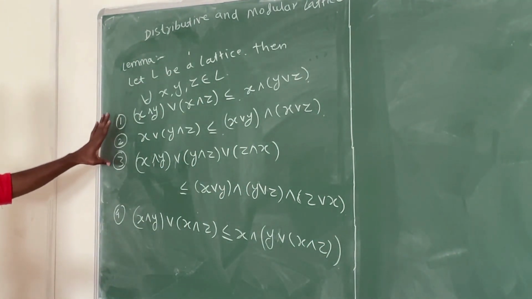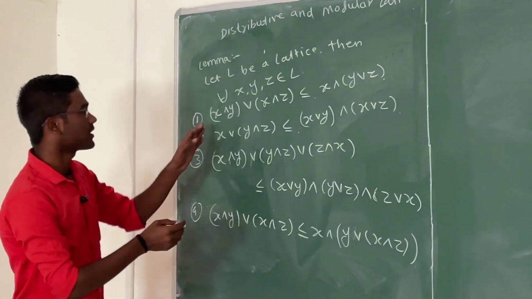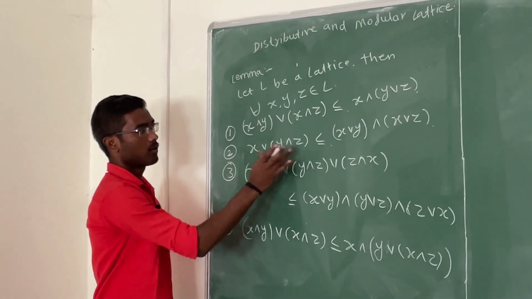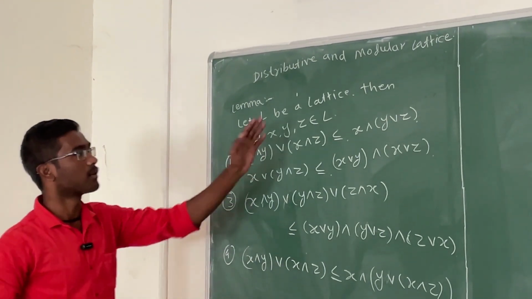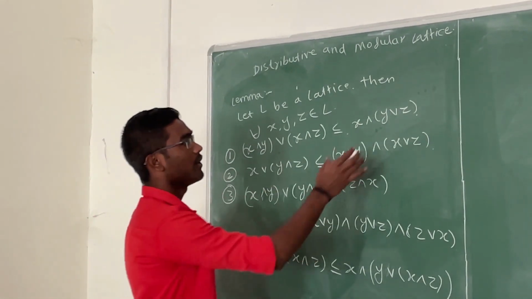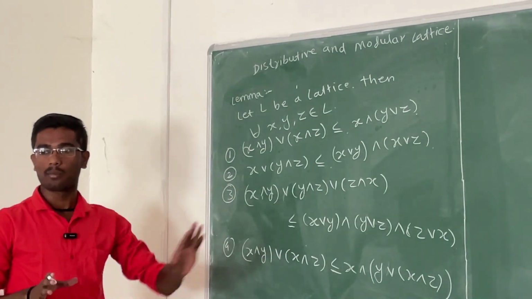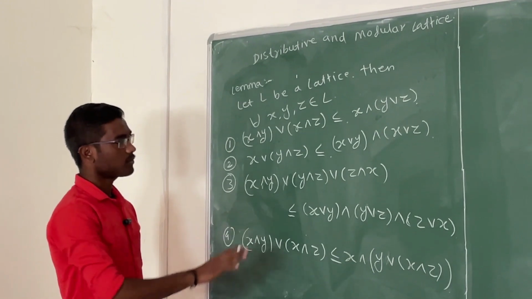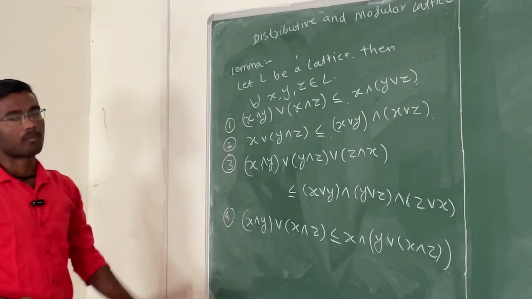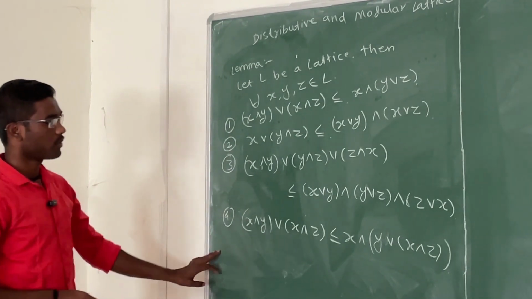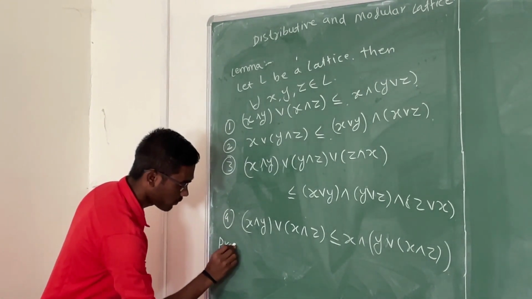If we see all the four inequalities, on the left side of all the inequalities firstly we take a meet inside the brackets and then we take a join, and on the right hand side we first take a join and then meet. It is an easy way to remember these inequalities, and these inequalities are true for any lattice, and we can prove them easily one by one. So first we take the proof.